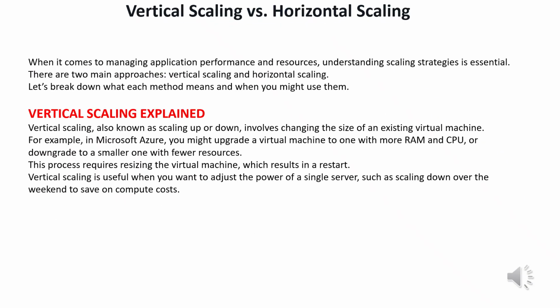When it comes to managing application performance and resources, understanding scaling strategies is essential. There are two main approaches: vertical scaling and horizontal scaling. Let's break down what each method means and when you might use them. Vertical scaling explained. Vertical scaling, also known as scaling up or down, involves changing the size of an existing virtual machine. For example, in Microsoft Azure, you might upgrade a virtual machine to one with more RAM and CPU, or downgrade to a smaller one with fewer resources.